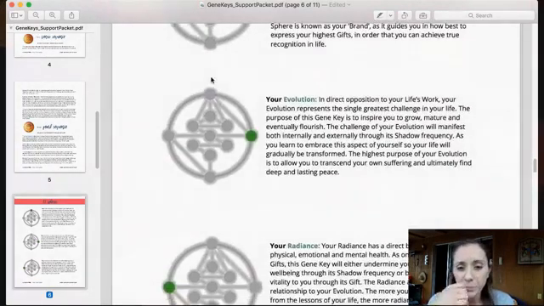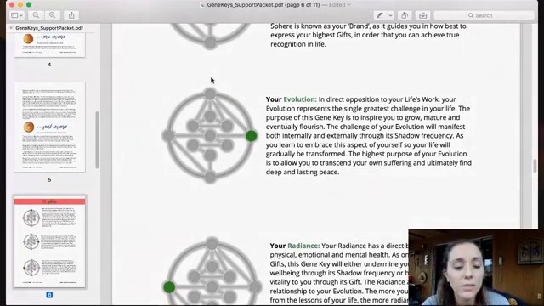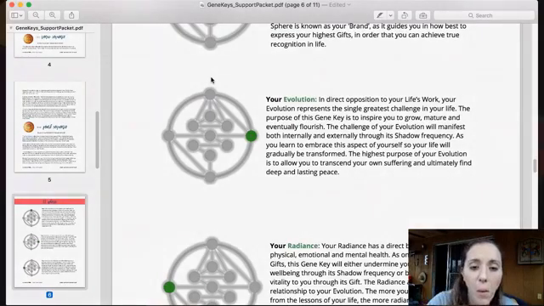Your evolution is the single greatest challenge that you face in your life. It's both external and internal. At the shadow frequency, you learn to embrace this aspect of yourself so that your life will gradually be transformed. The highest purpose of your evolution is to allow yourself to transcend your own suffering and ultimately find deep and lasting peace. So how do you find deep and lasting peace? You unlock the gift of your evolution. Your evolution is that nugget of wisdom that allows you to align with that deep inner peace. It's beautiful.